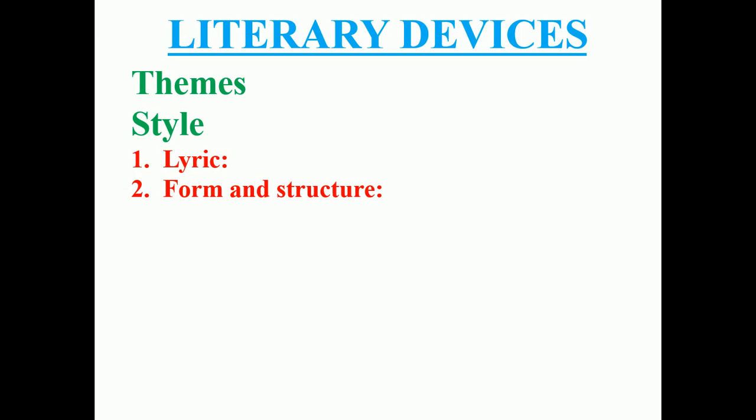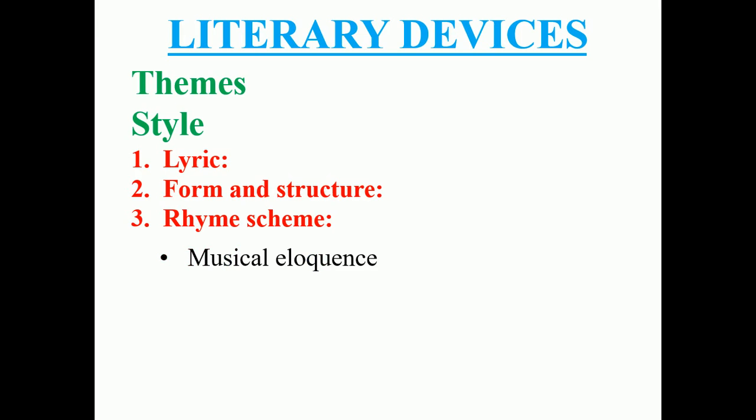Today we are continuing with the third point, or third different style used in the poem, that is rhyme scheme, or in other words, rhyming scheme. As we have seen, it is a lyric. Since it is a lyric, it has a musical eloquence, something like a song in nature. Okay, a musical feature is there with this poem.